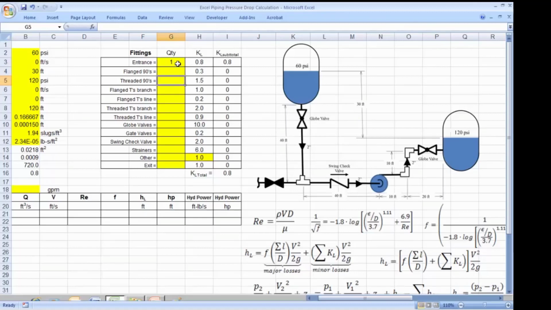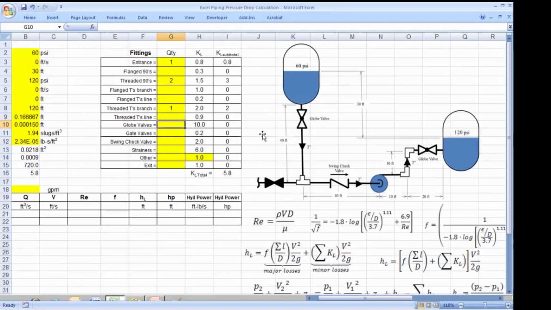We're going to have threaded fittings, we'll choose them to be threaded. We have 2 threaded 90-degree elbows, and we have no flanged fitting, so we have a threaded branch right here because it's coming down through the T and going out the side. So we have one of those. If it was in line, that would be as if it was going through the straight part, right? But we don't have it.